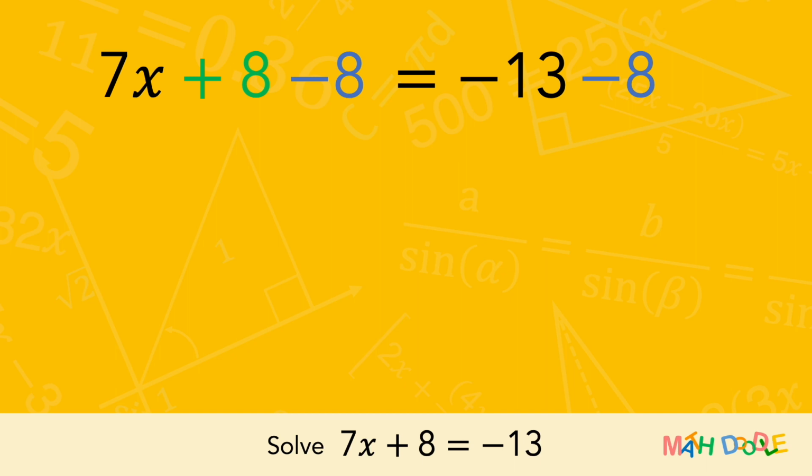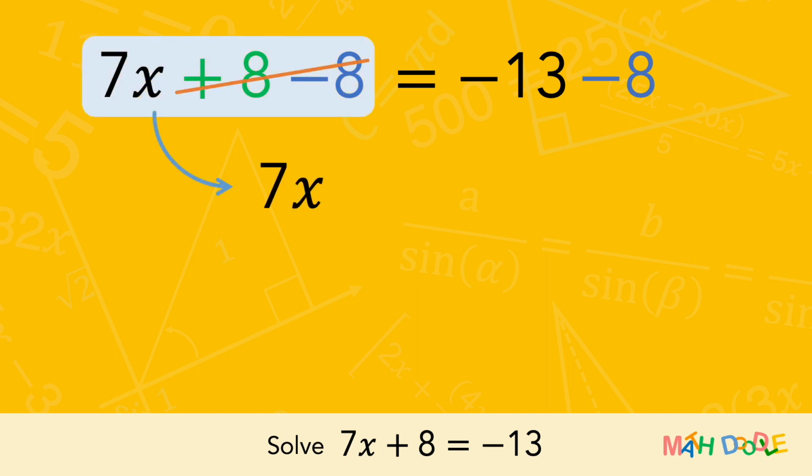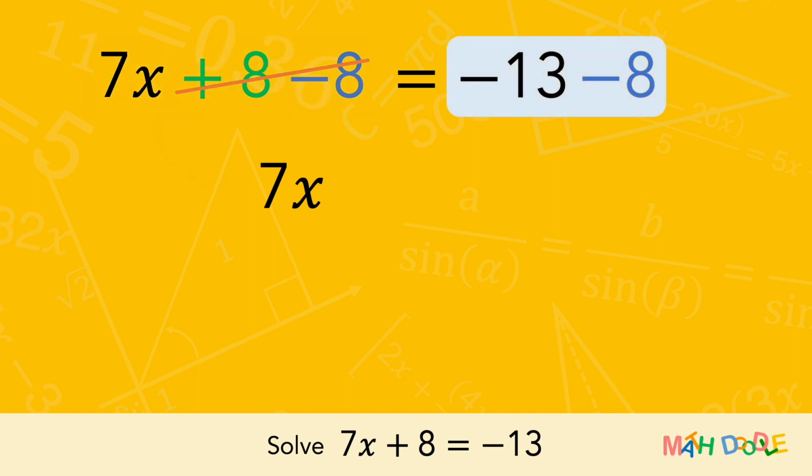After subtracting 8, the left side of the equation is simplified to 7x. Then, let's simplify the right side of the equation. Minus 13 minus 8 is minus 21. We now have a new equation, 7x equals minus 21.